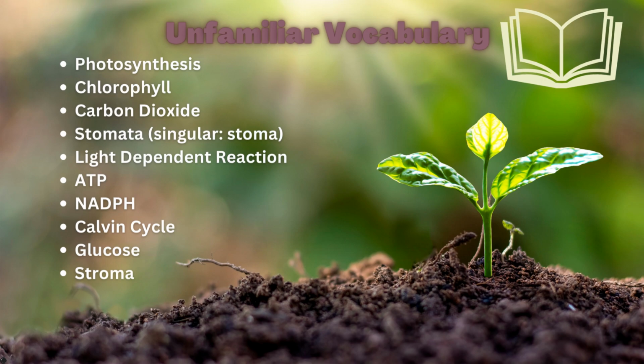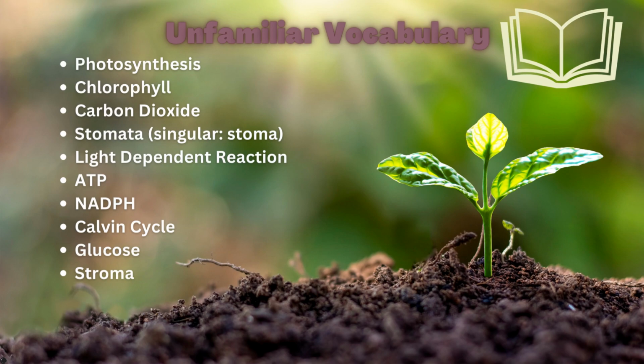ATP is an energy-carrying molecule that carries energy within cells. NADPH is an energy-carrying molecule produced in the first stage of photosynthesis, which then provides energy for the Calvin cycle. The Calvin cycle is the second stage of photosynthesis that helps turn carbon dioxide into glucose. And glucose is a sugar that's used by plants for energy and to make other substances. Stroma is the liquid found inside the chloroplast and where the Calvin cycle takes place.